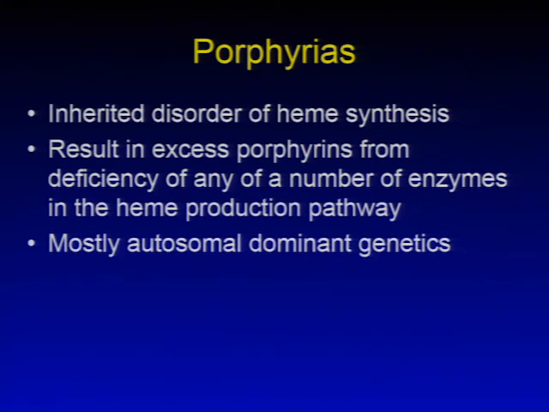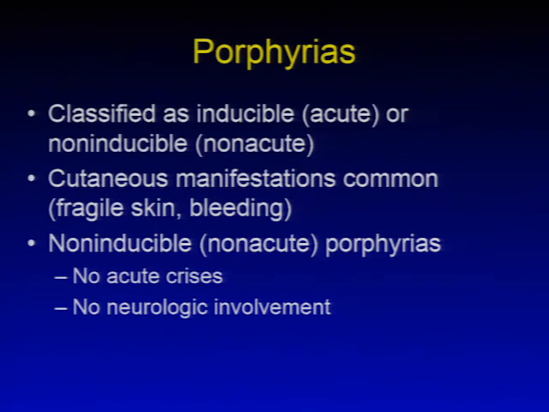Porphyrias. This is an inherited disorder of heme synthesis. They result in excess porphyrins from deficiency of any of the number of enzymes that are involved in the heme production pathway, and there are a good number of protein enzymes that are involved in this pathway. And these almost all exhibit autosomal dominant genetics. The porphyrias are classified as acute or inducible situations or non-acute, non-inducible situations.